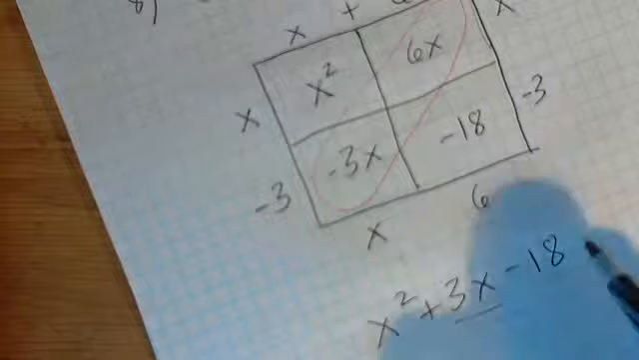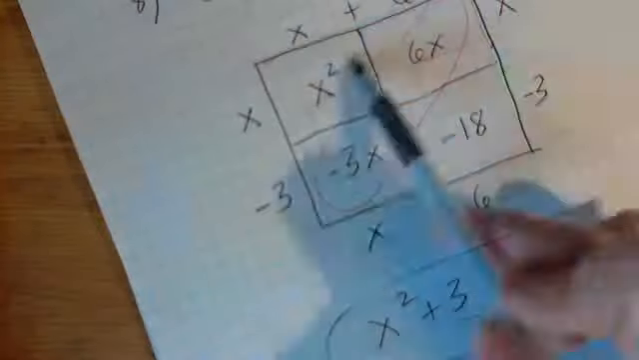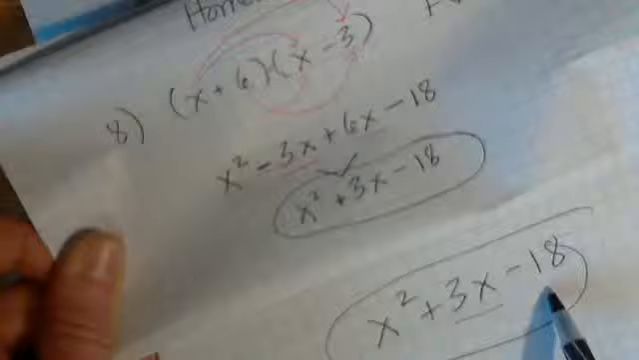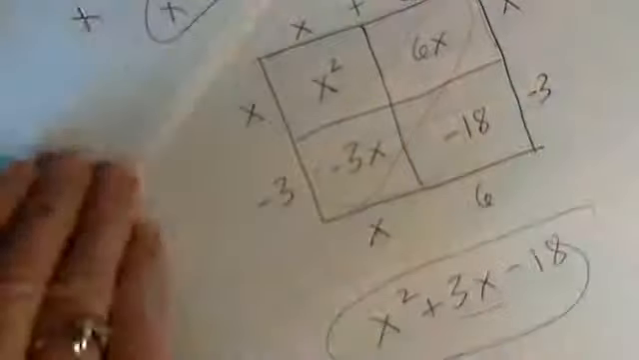Notice I get the same answer I got when I used the FOIL method. The 4 terms in the box here were the 4 terms I got when I multiplied firsts, outers, inners, and lasts. And the answer is exactly the same. You choose which method you like best, FOIL or the area model.